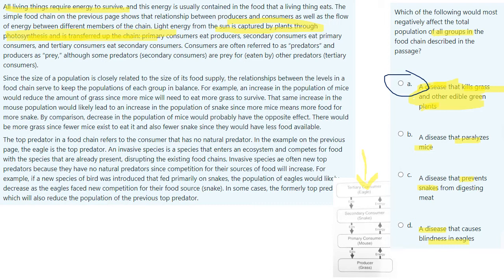The other options are options that affect higher levels of the food chain. The mice would be a primary consumer. The snake would eat the mice. The eagle would eat the snake. So if something affects the eagles, only the eagle population would be affected. If something killed the snakes, then the snakes and the eagles would be affected, but not the mice. But if something kills the grass, everything would be affected because everything depends on the producers.